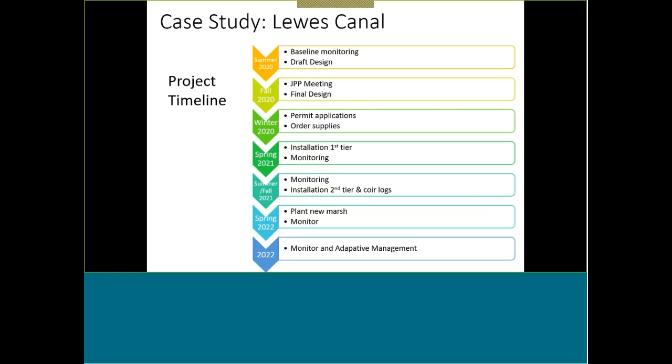So if we were going forward with this fall, we would try to go to that joint permitting process meeting and come up with some final designs in the fall, and then in the winter, submit our permit applications and get supplies. Next spring is the best time, we feel, to install living shoreline. Install a first tier, sort of down low, to establish baseline elevation and continue to monitor that and monitor the accretion through the summer and then into the fall, be able to go in and add to that, adding a second line and then some interior coir logs, and then the following spring be able to plant inside of our new wetland and continue to monitor that, and then even into the next year, monitor the success of the project and adaptively manage. So kind of walking it through in a timeline of the order that we would go through.